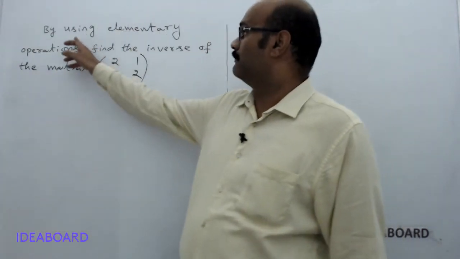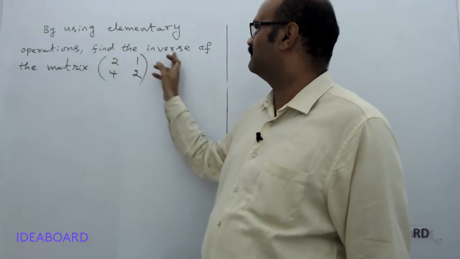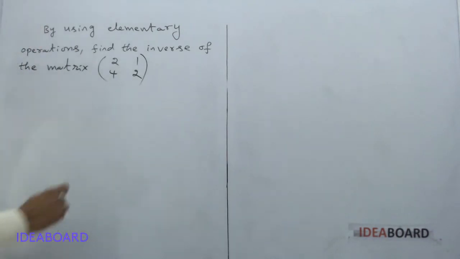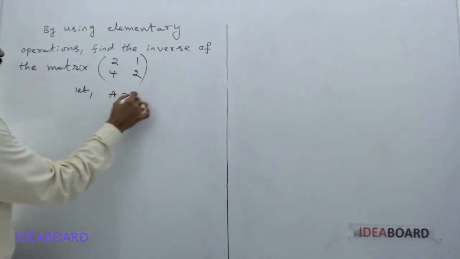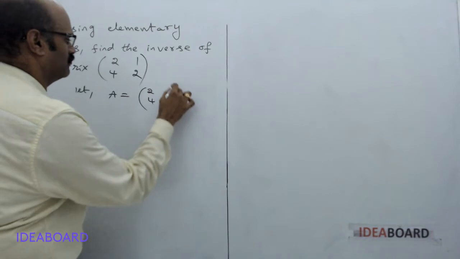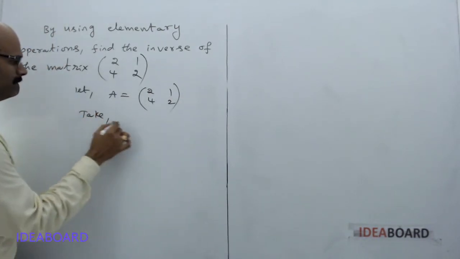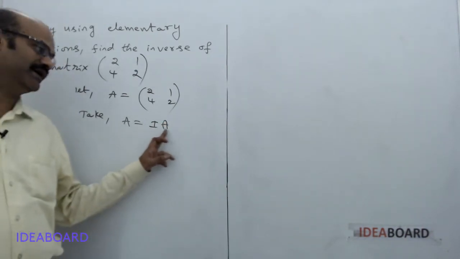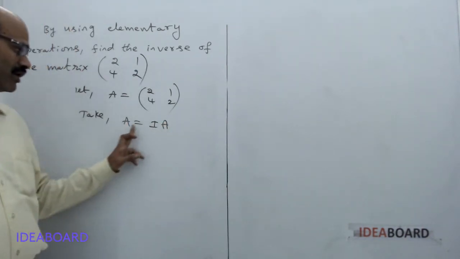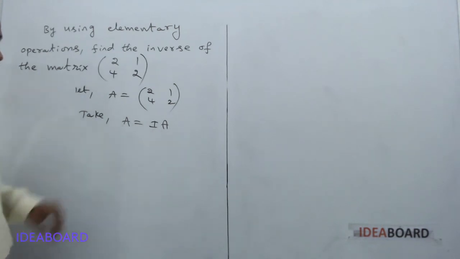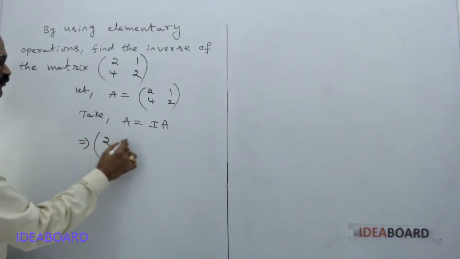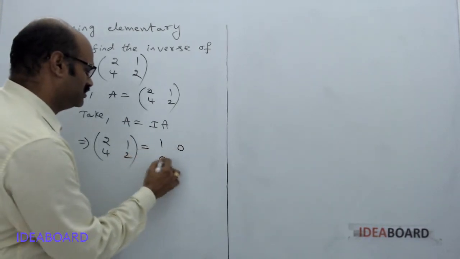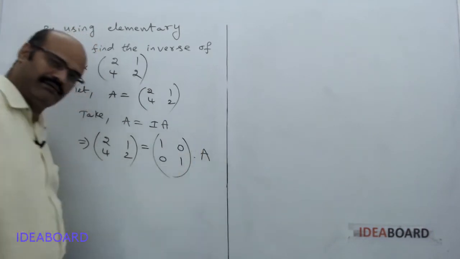Next problem, by using elementary operations, find the inverse of the matrix 2, 1, 4, 2. Same like in the previous one, we take let A equal to 2, 1, 4, 2. Take A equal to I into A. Whenever you take A equal to I into A, we have to apply row operations. Now take it as 2, 1, 4, 2 equal to 1, 0, 0, 1 into A.